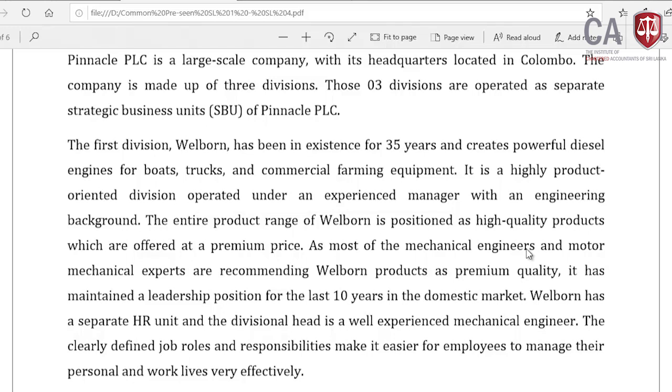It has maintained a leadership position for the last 10 years in the domestic market. They are the leader in this particular product category. Not just now, for the last 10 years they have maintained their leadership. Wellborn has a separate HR unit and the divisional head is a well experienced mechanical engineer. The clearly defined job roles and responsibilities make it easier for employees to manage their personal and work lives very effectively. So, they have clearly defined roles and responsibilities.